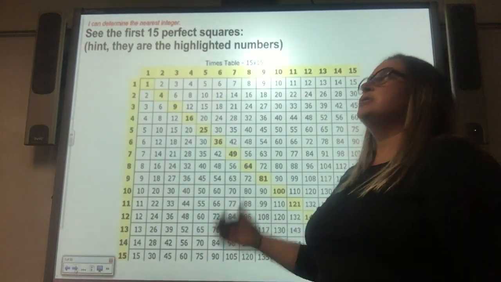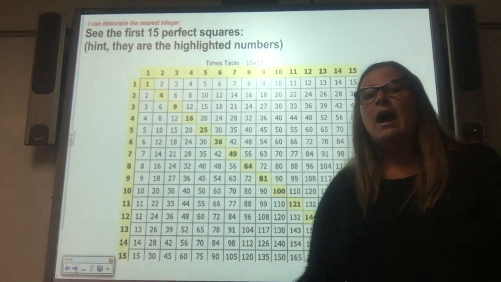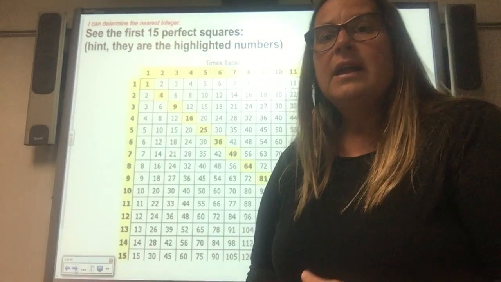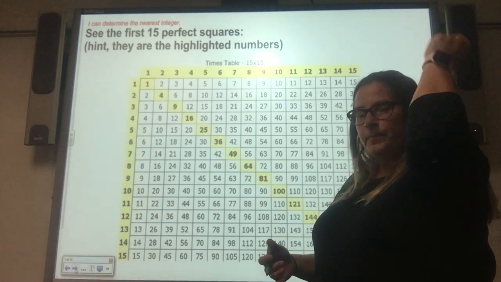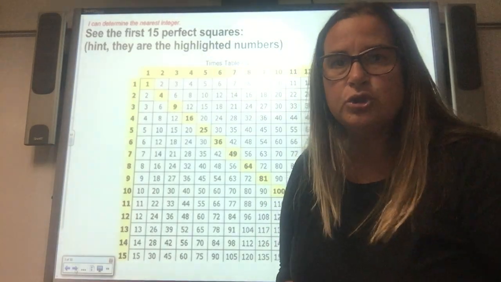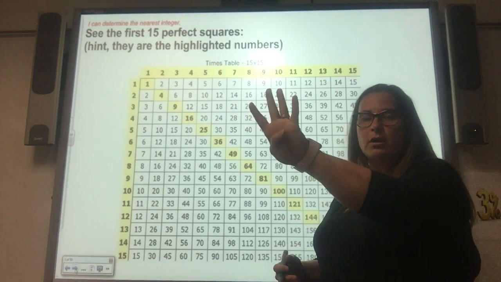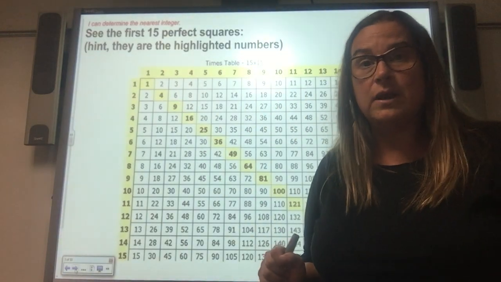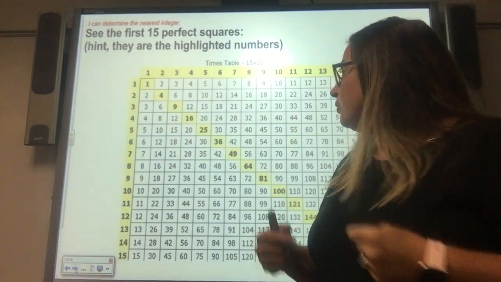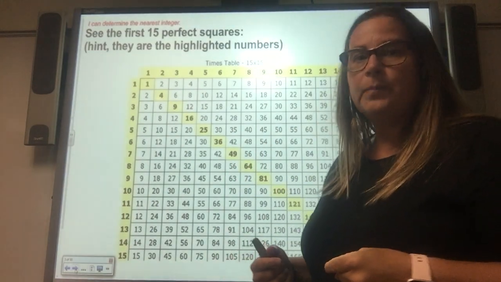And if you're like, oh my gosh, how am I ever going to remember those? How am I ever going to do this? The best way to remember them is just to say, okay, 1 times 1, 1. That's the first one. 2 times 2, that's 4. That's the next one. 3 times 3 is 9. That's the next one. And that's going to help you with that process, okay?